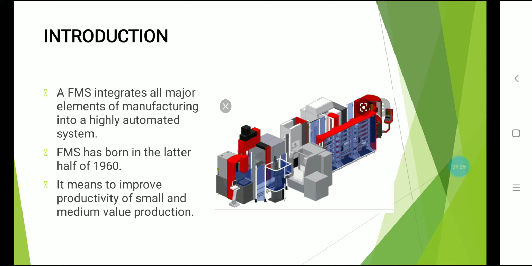Flexible manufacturing system improves the productivity of small and medium value production. It means that the products produced in the factory will improve the productivity rate, where the quantities of the products are small and medium in volume, in flexible products.